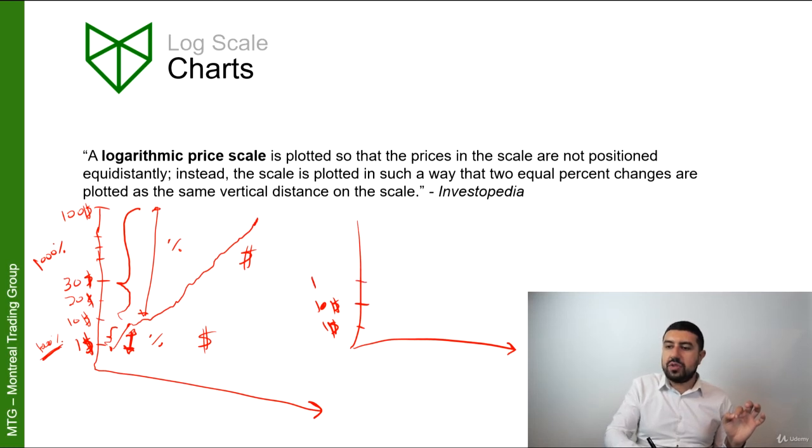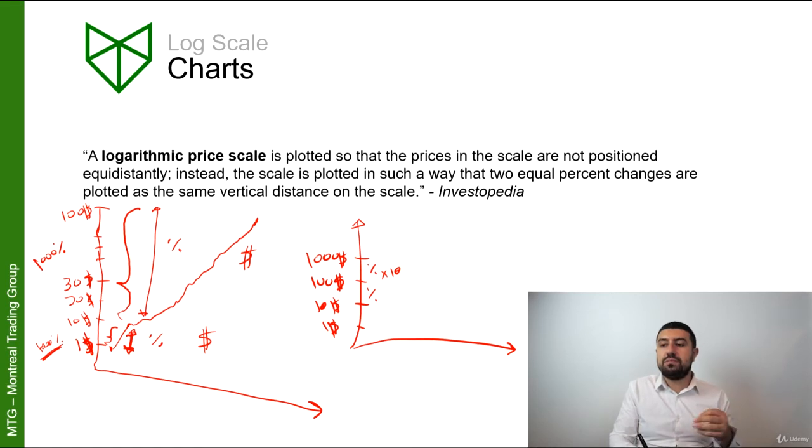Here I should have $100, sorry. And here I should have $1,000. So the distance between my prices on the vertical axis is based on percentage of 10 times, and not on $10. And not on $10, but 10 times in percentage. And that's what we want to use, okay?